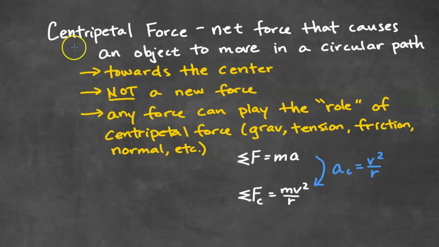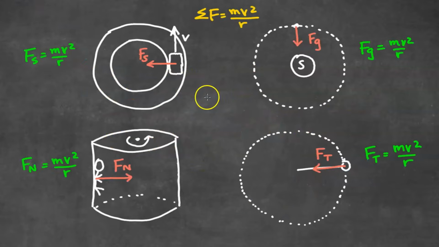To derive the equation for centripetal force, we can take Newton's second law, net force equals ma, combine it with the equation for centripetal acceleration, a_c equals v squared over r, and then we get that the net centripetal force equals m v squared over r. Now let's take a look at some examples where objects are moving in a circle, identify what force is playing the role of the centripetal force, and how we would set up an equation to solve a problem like that.